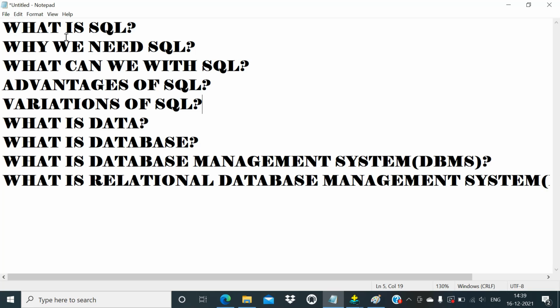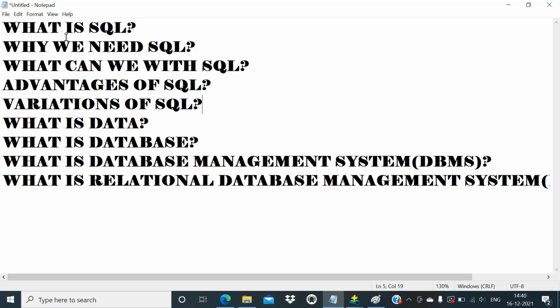So what can we do with this language? The question comes, what can we do with this language? Yes, we can communicate with the database by using this language. So how can we communicate? We need to write queries. In the form of queries, we use it to communicate. SQL became a standard for the American National Standards Institute, ANSI, in 1986 and of the International Organization for Standardization, ISO, in 1987. This is about SQL.